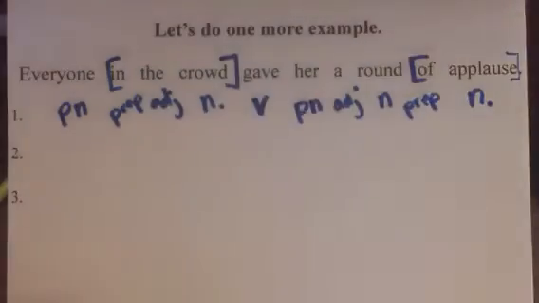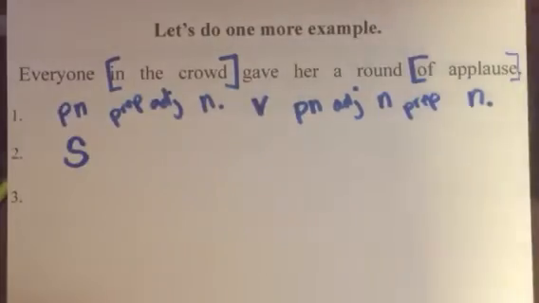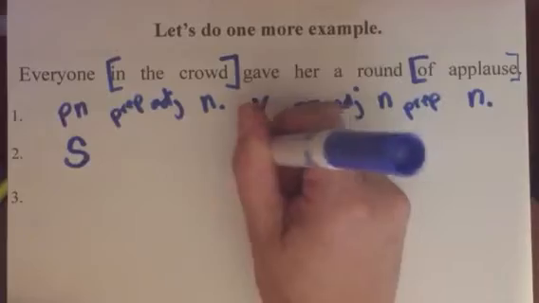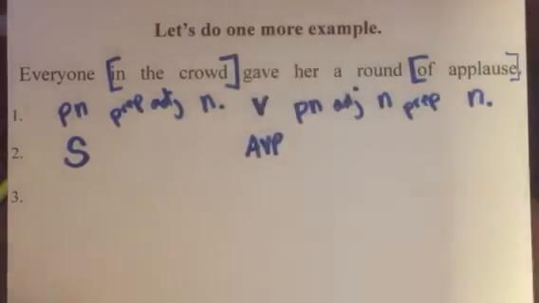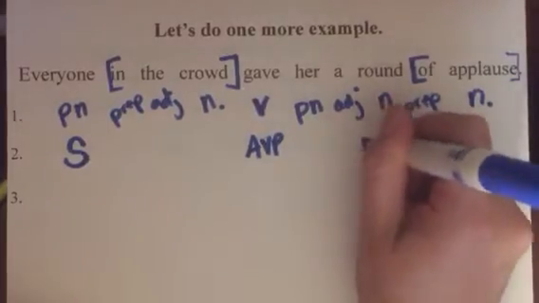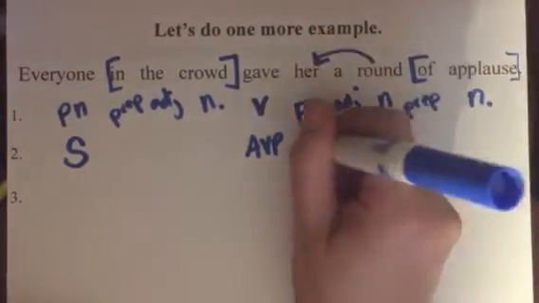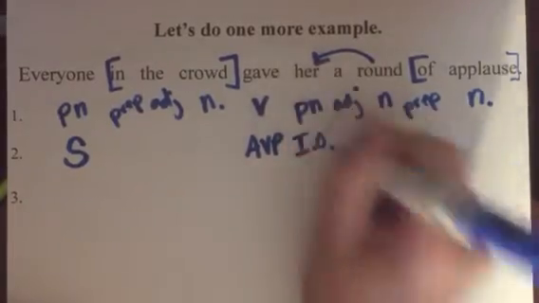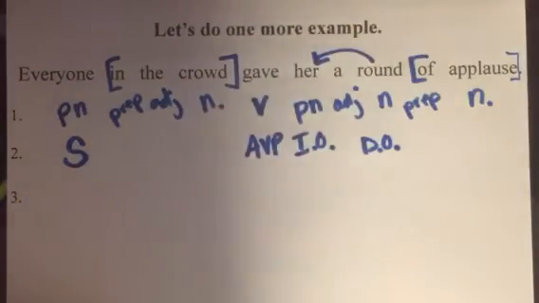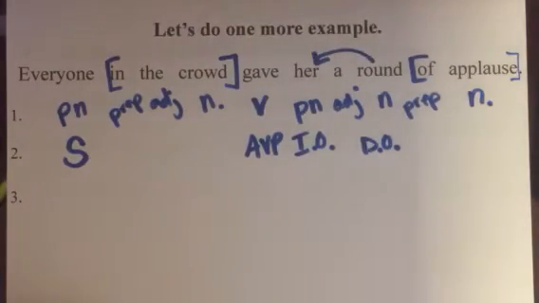Level 2. What are we talking about? We're talking about everyone. So everyone is the subject of our sentence. What about everyone? Well, they gave, so that's definitely an action verb, so AVP. What did they give? They gave the round. It's a direct object. To whom did they give it? Her. So we have an indirect object. Great. And then we're done with level 2 because the prepositional phrases we're going to save for level 3.